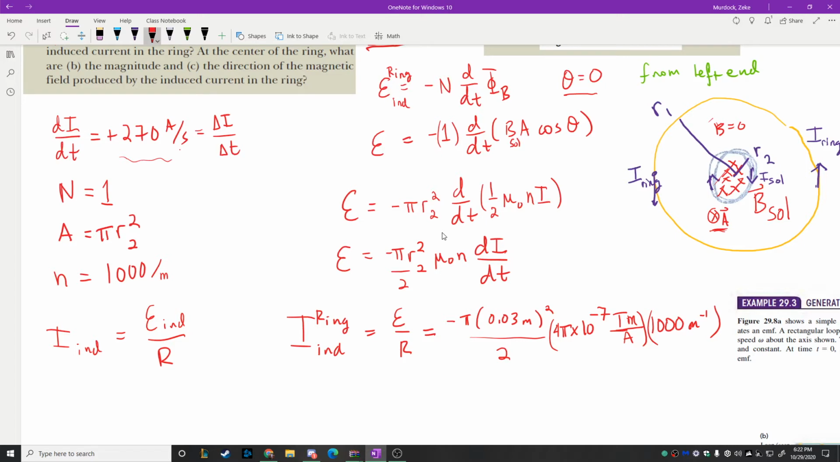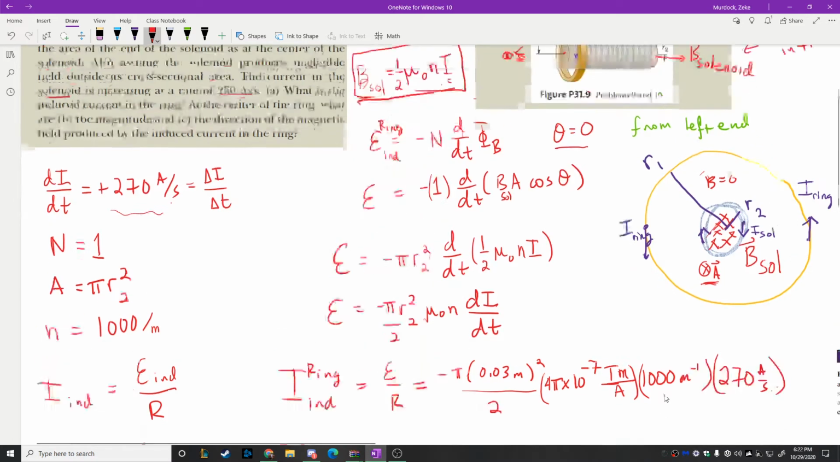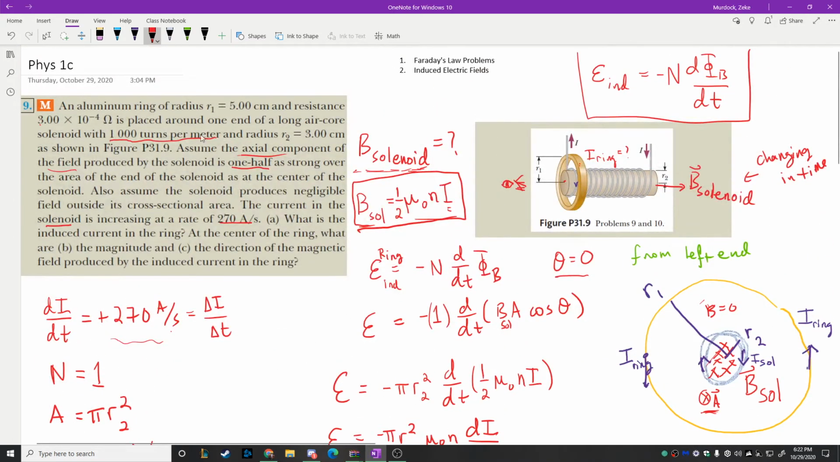That was little n. We're running out of room here. And then times di dt, which was 270 amps per second. Oh, and then we've got to divide by R. So divided by R, which was given right here, 3 times 10 to the negative 4 ohms.